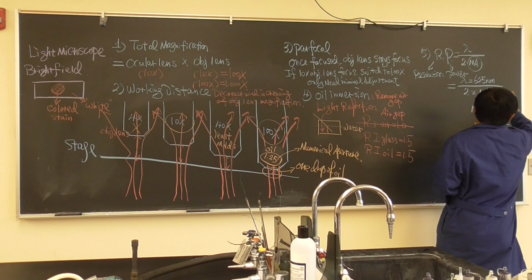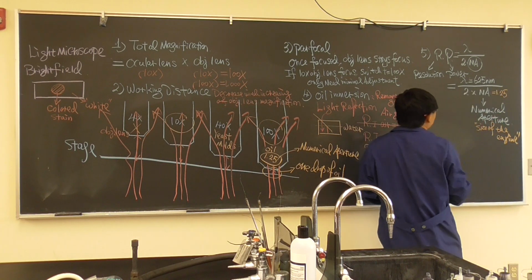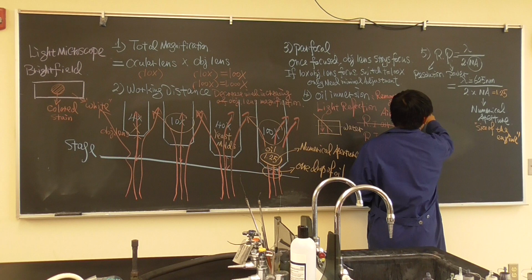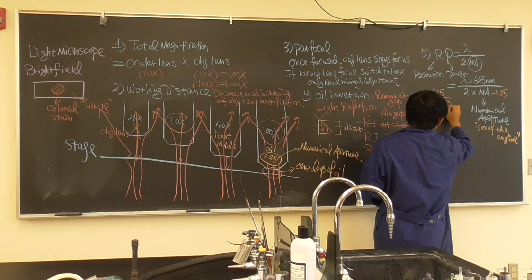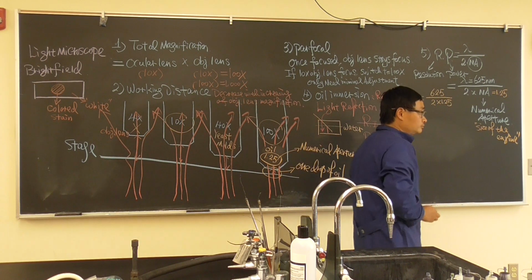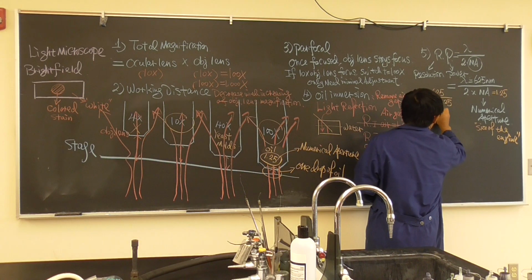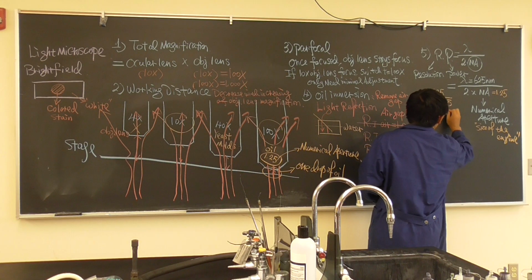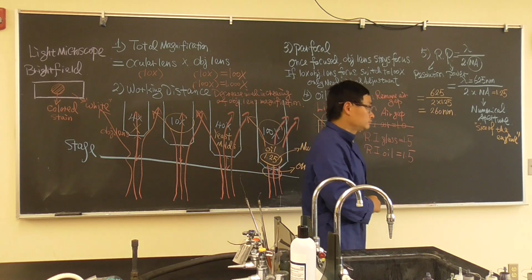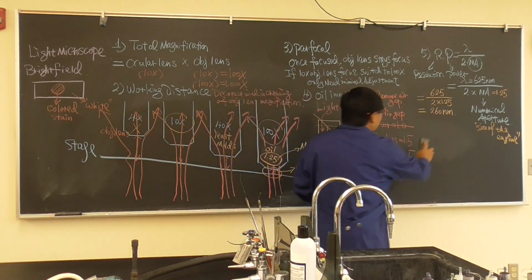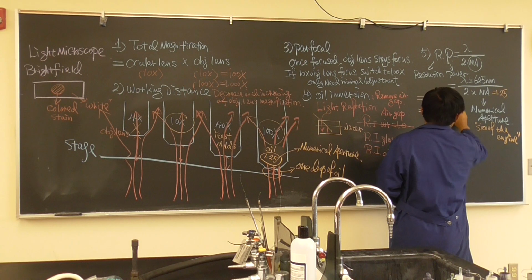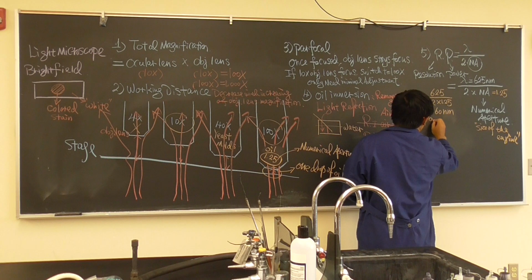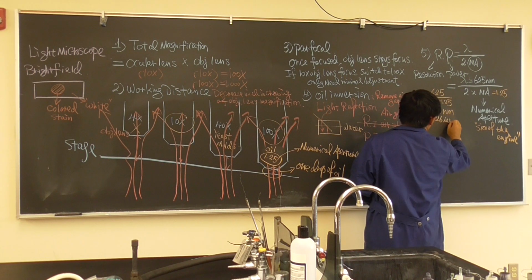Therefore, we could do a calculation. What is the resolution power of the microscope we're using? That is 625 divided by 2 multiplied by 1.25. What is the number? 260 nanometer. Sorry, 260 nanometer. That equals 0.26 micrometer.